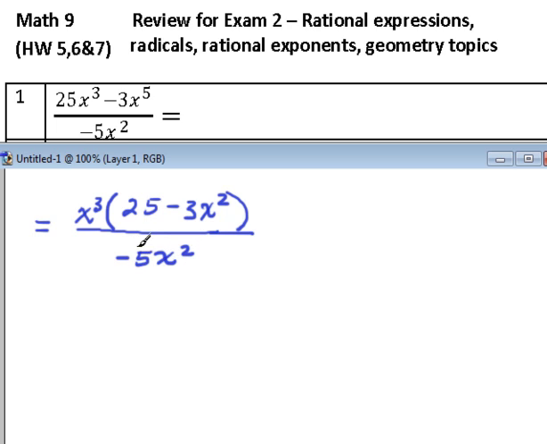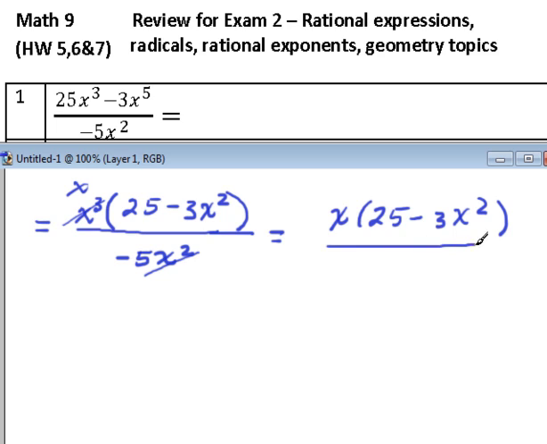So here we can do some reducing. We have the x cubed and the x squared. Just cancel those, and that leaves us with x in the numerator. The minus 5 stays in the denominator. So we have x times 25 minus 3x squared, and then we have divided by minus 5.